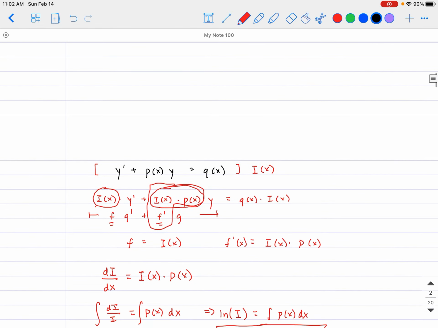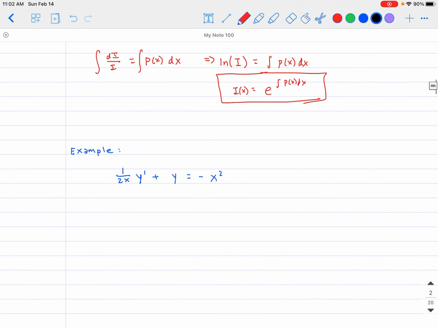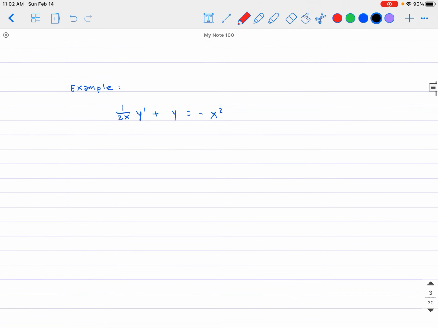Now let's try that with another example to show you how it works. Here's another differential equation I would like to solve. The first thing you should notice is that I do have something in front of y prime, so I need to get rid of it. I'm going to multiply everything by 2x. Careful, that 2x is not the integrating factor. It's just to put it in the form of a first order differential equation. So y prime plus 2xy is equal to negative x cubed multiplied by 2.